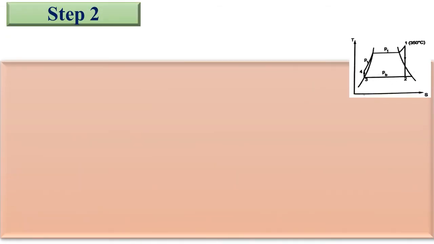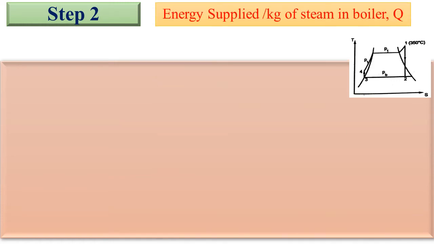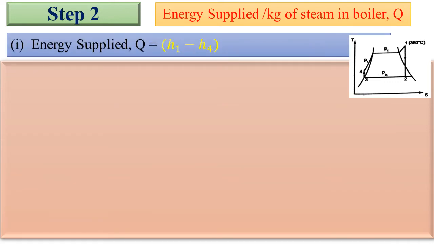Step number 2. In step number 2, we will see how to calculate energy supplied per kg of steam in a boiler. It is denoted by notation Q. First, energy supplied Q.